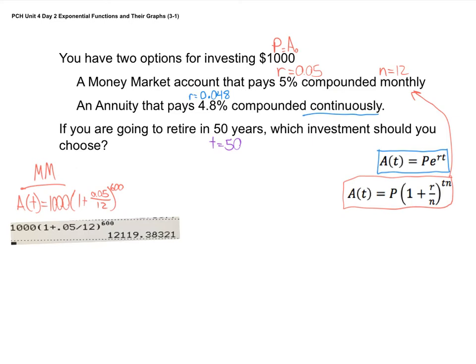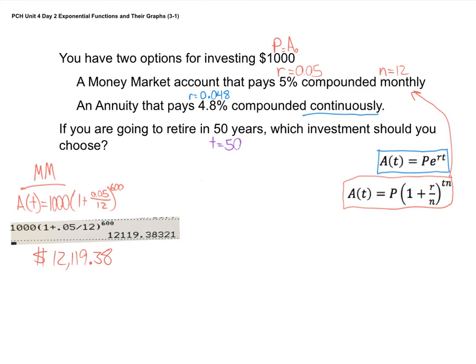Alright, so if you plug this into your calculator, it's going to look something like this. And you'll notice that at the end of 50 years, your little $1,000 investment is now worth a total of $12,119.38. And anytime we're dealing with money, we're going to round to the penny. Alright, so that's how much that money market is going to be worth after 50 years.